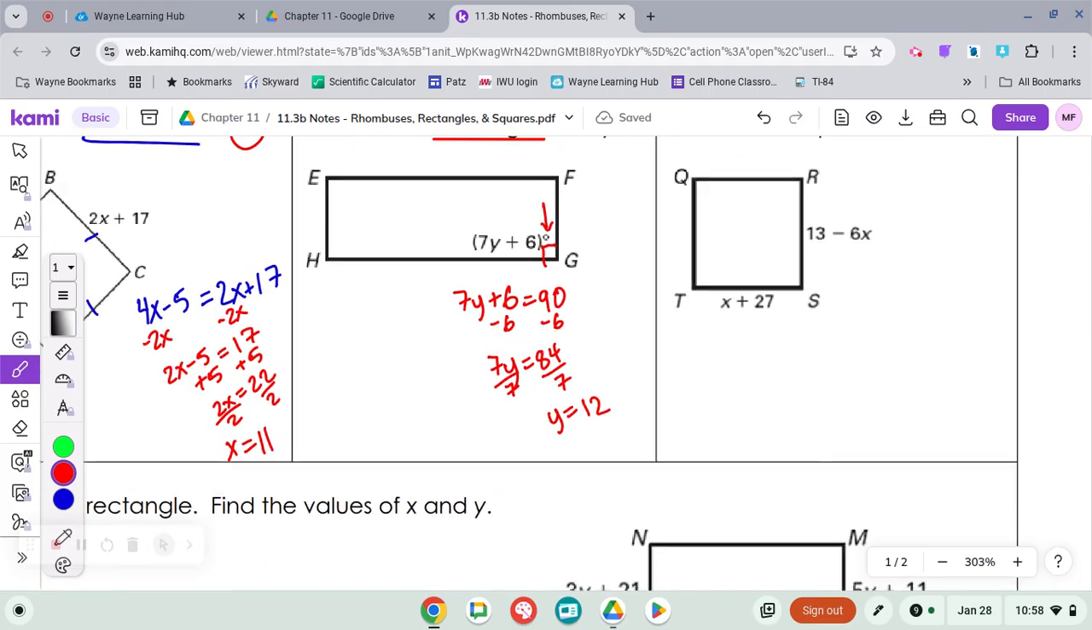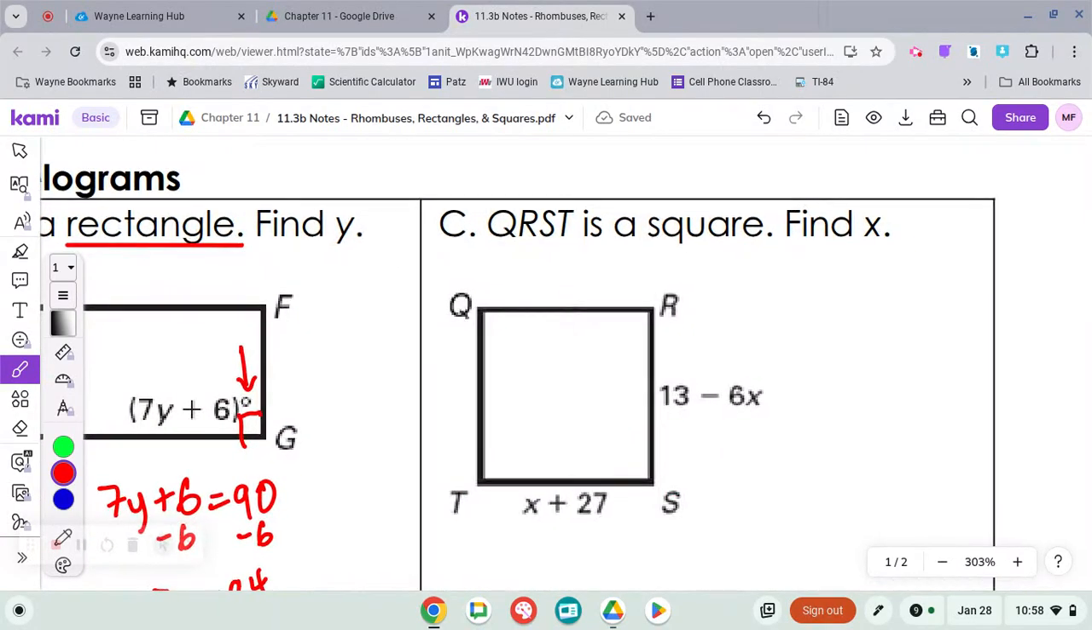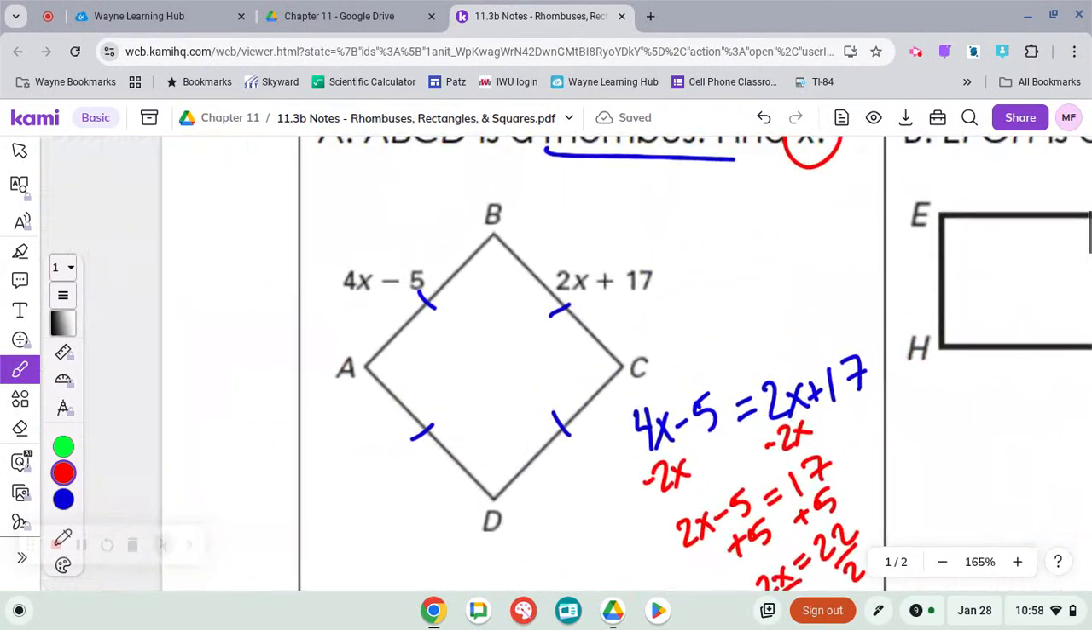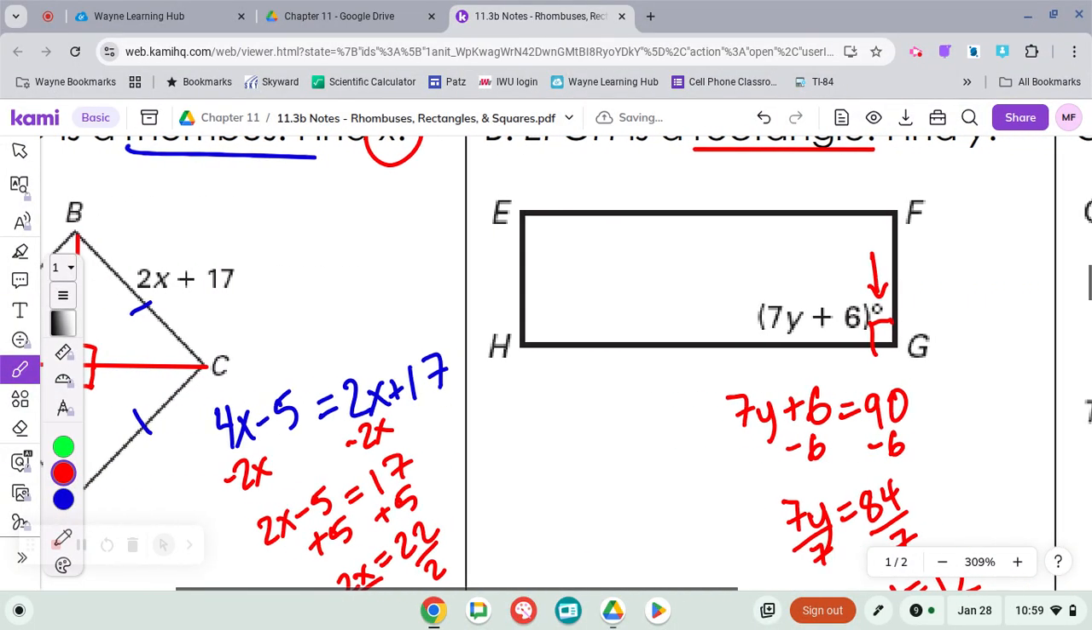The third one, what does the fact that it's a square tell me? And let me quickly go back and talk about the rhombus. The fact that it was a rhombus told me all four sides were the same. It also told me, I don't know if you guys remember, that our diagonals are perpendicular, meaning each of these is a right angle in here. That is always true on a rhombus. We talked about that last week.